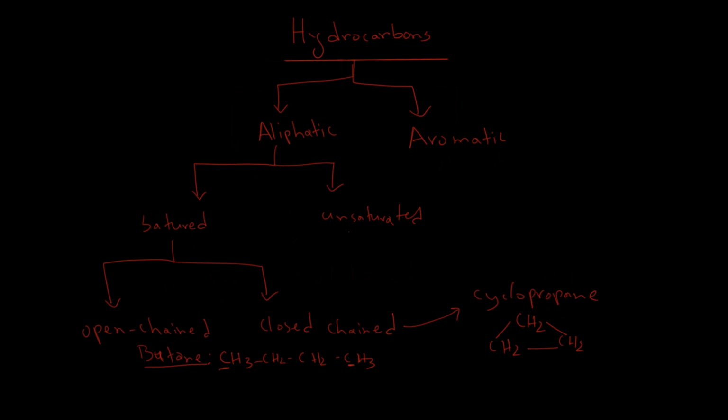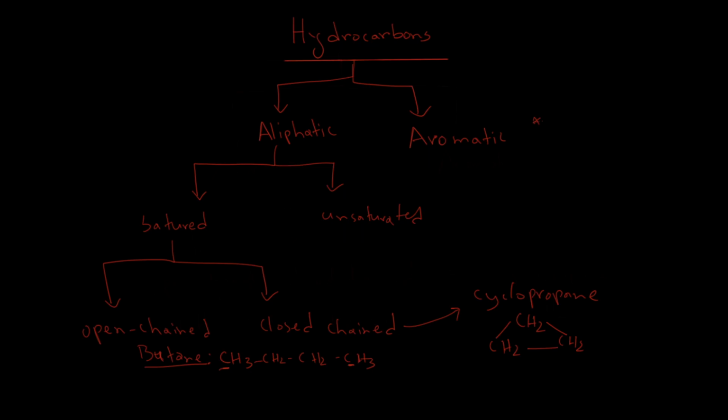Now, unsaturated hydrocarbons are also the same. Unsaturated hydrocarbons can also be closed chain or open chain hydrocarbons. Then there are aromatic hydrocarbons. Compounds of the benzene group or benzene family are called aromatic hydrocarbons. They are called aromatic because it comes from the Greek word aroma, which means smell or scent.